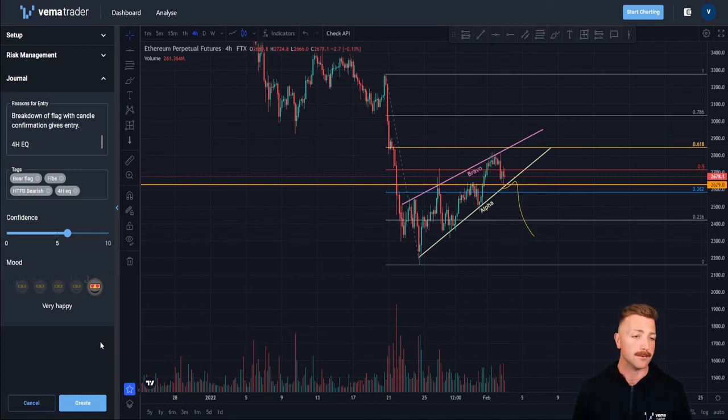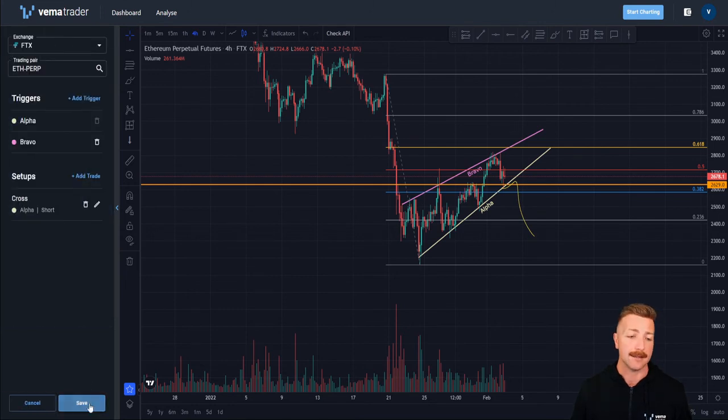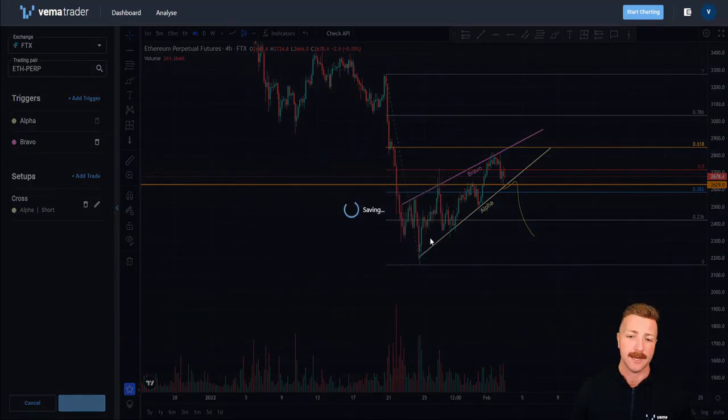Now, all you have to do now, because this trade is completely set up, is hit create. And then I can save that. Then it will take me to the dashboard, so it'll complete that trade.